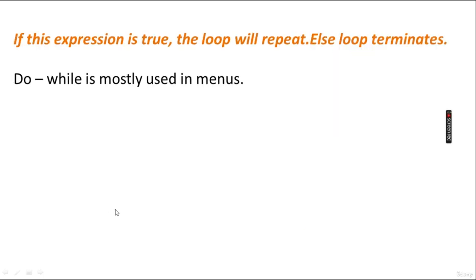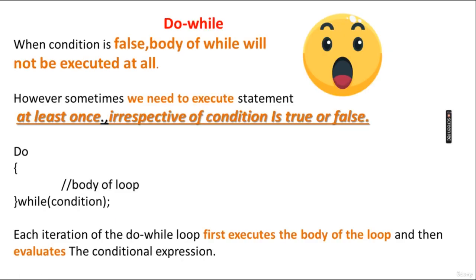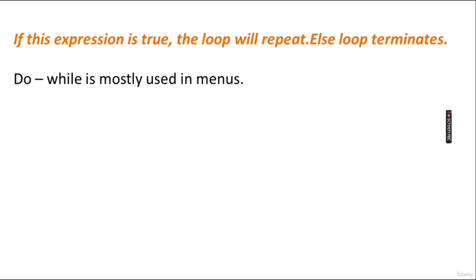Do while is mostly used in menus. Okay, so while entering menus, enter your choice like this. While the user needs to enter the choice, the choices should be displayed to the user at least once. For that purpose, do while will always show you the menu the first time, irrespective of whatever input is given from the keyboard.